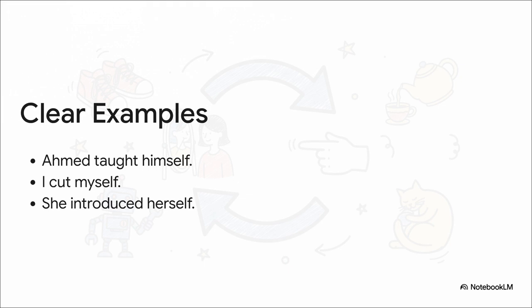Let's run through the rest. Third, she introduced herself. Fourth, they enjoyed themselves. Fifth, the boy blamed himself. The boy blamed the very same person, himself. And finally, number 6, the baby dressed itself. In every single one of these 6 examples, the doer and the receiver are literally one and the same.